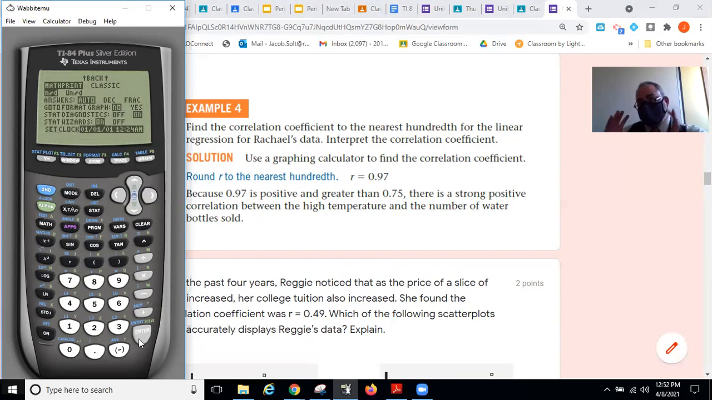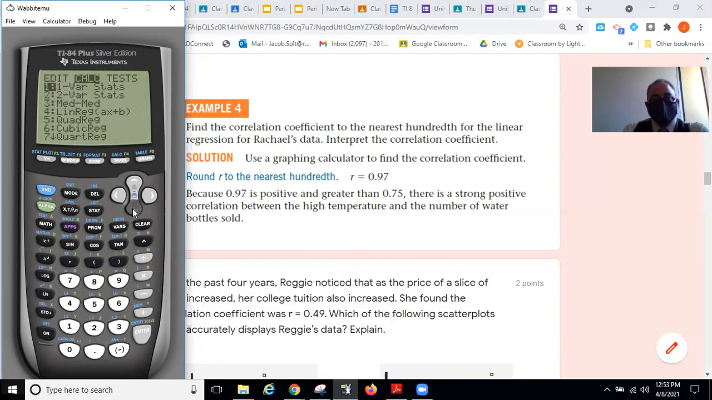Now magic has happened behind the scenes in the calculator where it will give me the correlation coefficient. All right, so a second ago, we just looked at what happened if I used linreg. I press stat, go to calc, and linreg again. I want to show you how it's different. Now I don't have Rachel's data in my calculator right now, but look, I don't have just A and B anymore. Now I've got this thing called R.